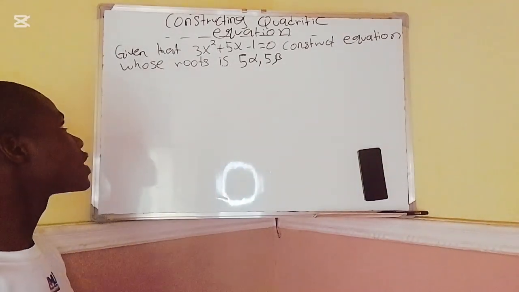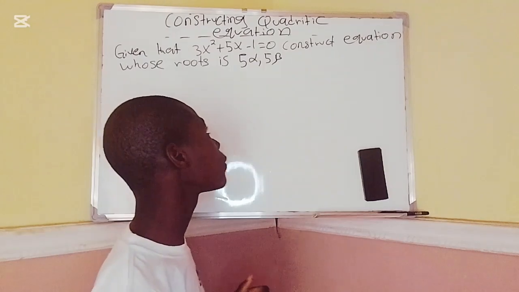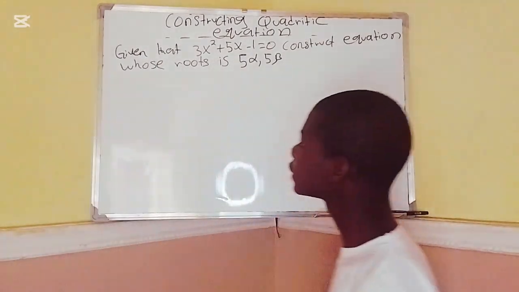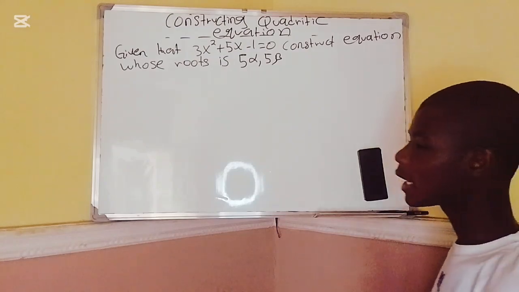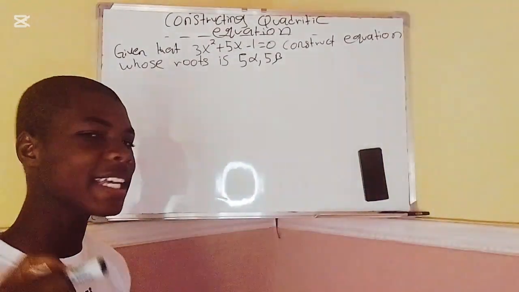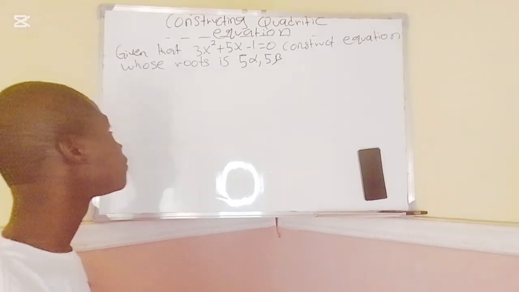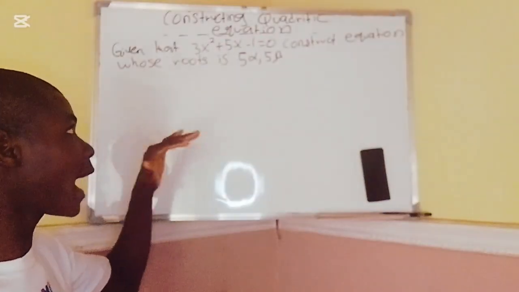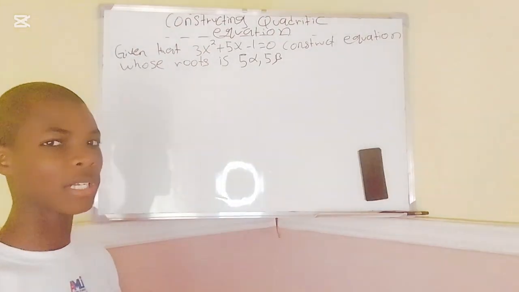So first, I'm given this question. Given that 3x squared plus 5x minus 1 equals 0, construct an equation whose roots are 5 alpha and 5 beta. This is a topic that most students may find difficult, so kindly concentrate and see how I solve this kind of problem.